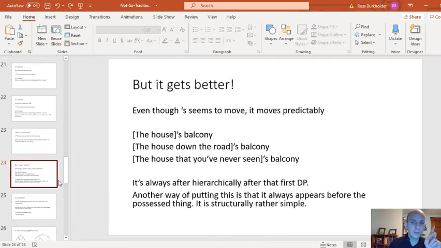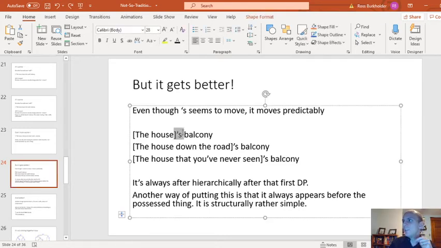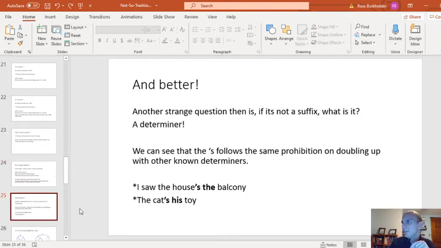That's not true for the apostrophe S. It's not changing the meaning of the word it's attached to. If anything, it's possibly changing the meaning of the phrase it's attached to. Changing around its word doesn't change the semantics. So it's not acting like a suffix. And if it's not a suffix, what is it? Spoiler alert, it's a determiner.